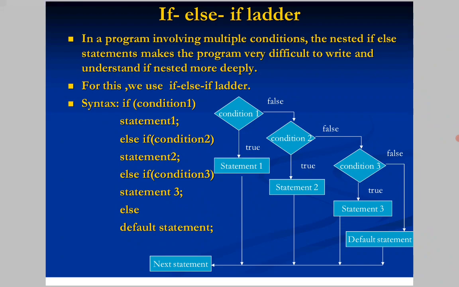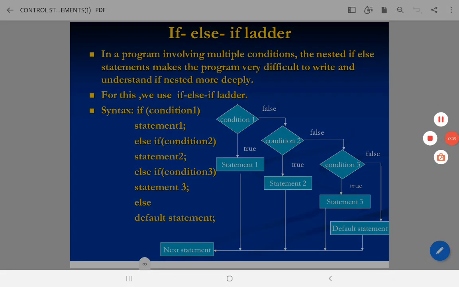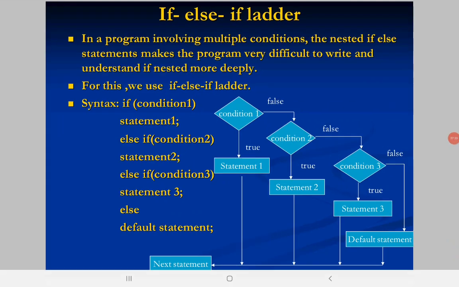So this is the flowchart of how to use the if else if ladder. Condition 1 true means statement 1; else false means condition 2, true means statement 2; false, condition 3, true means statement 3; false, default statement, then the next statement. This is the flowchart of the if else if ladder.